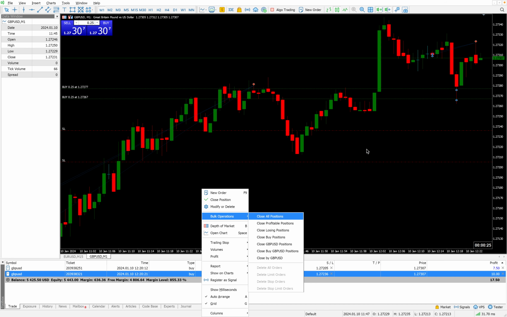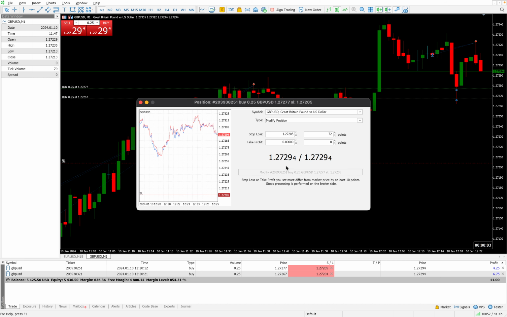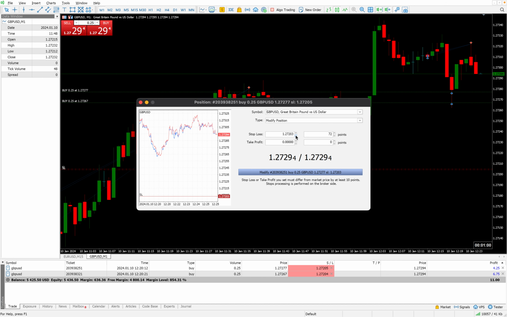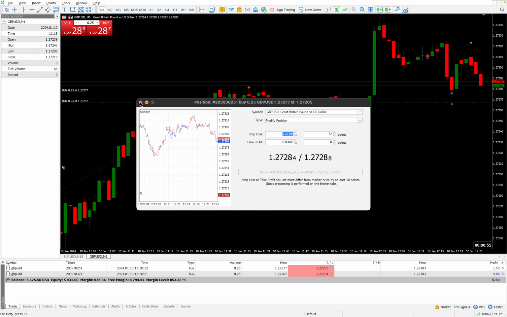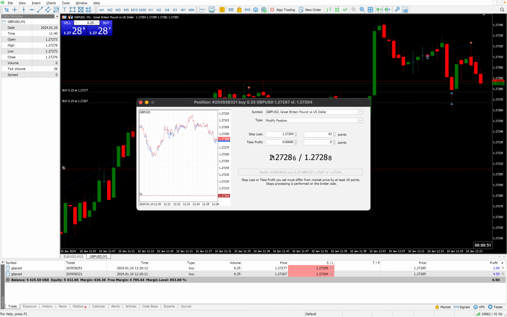And my stop losses are not in the right spot. I don't have that exact right now, but let's see. Low would be 27213. So that would be 8 points. Right there.